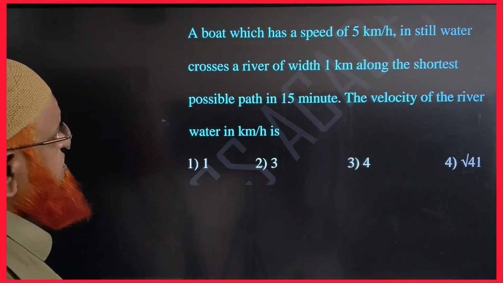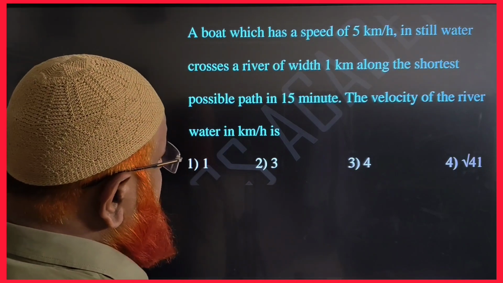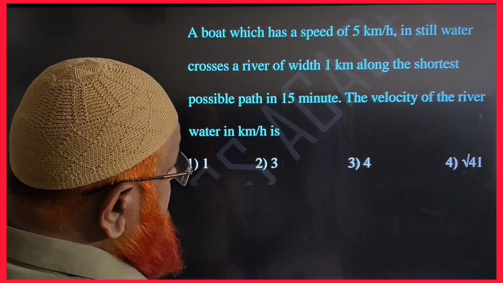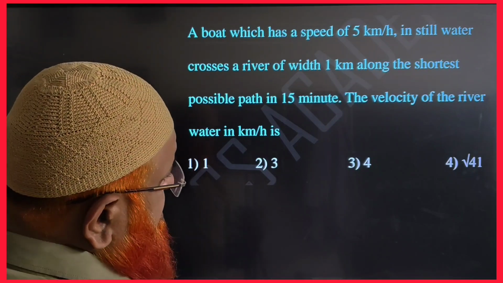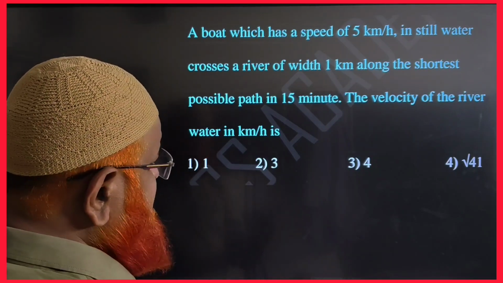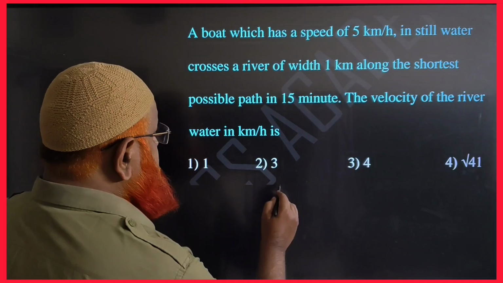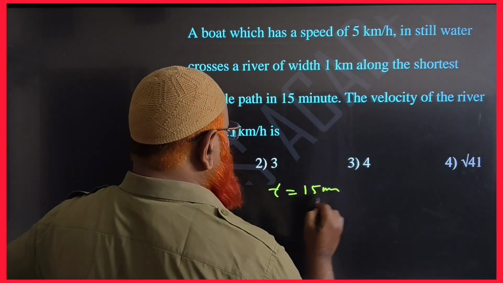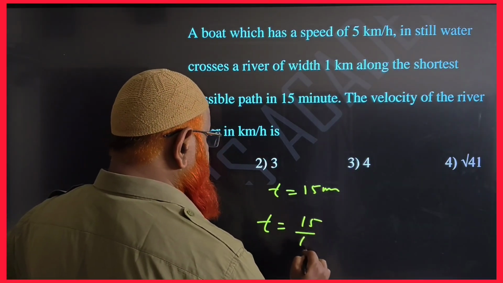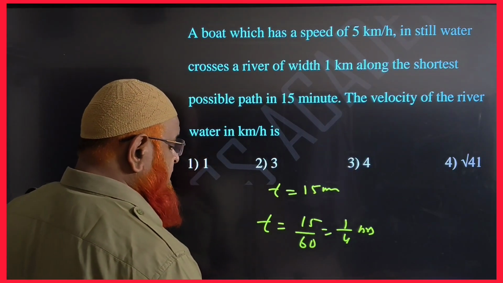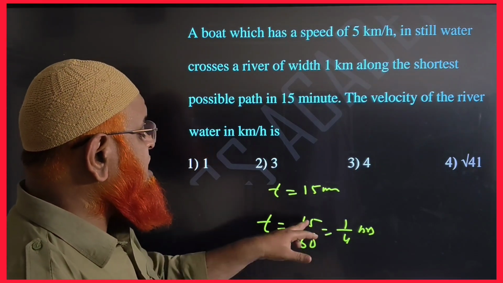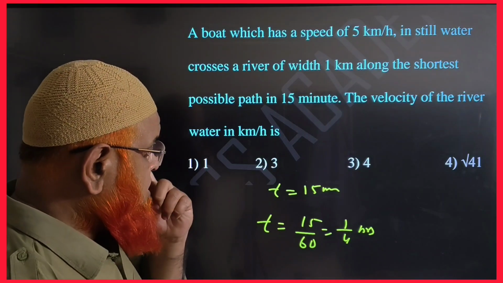Now, a boat which has a speed of 5 kilometers per hour in still water crosses the river of width 1 kilometer along the shortest possible path in 15 minutes बोल रहा. Okay, so time क्या है यहाँ पर? 15 minutes. If you want to convert into hours, 15 by 60, which is nothing but 1/4 hours. तो यहाँ पर 15 minutes को hours में convert करना है तो divide by 60, you'll get 1/4 hours.